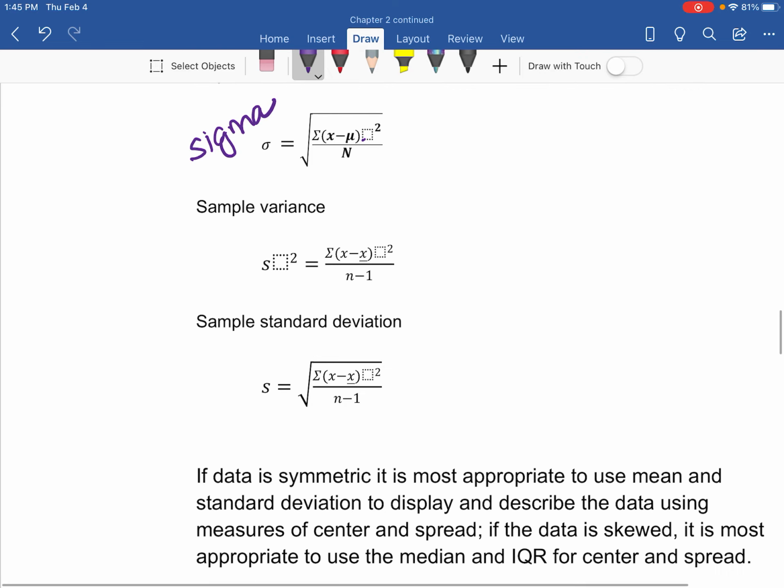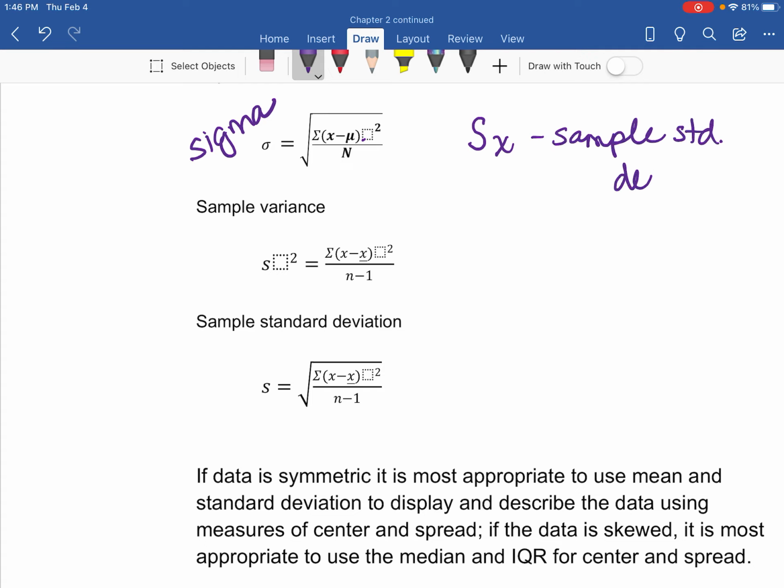Sample variance and standard deviation is identified by an S. So you will see in your calculator, and I'll show you this in a few minutes, you will see Sx, which is sample standard deviation, and you will see sigma sub x, which will be population standard deviation. Your calculator doesn't know whether or not the data set that you put in is from a sample or for a population, so it gives you both.